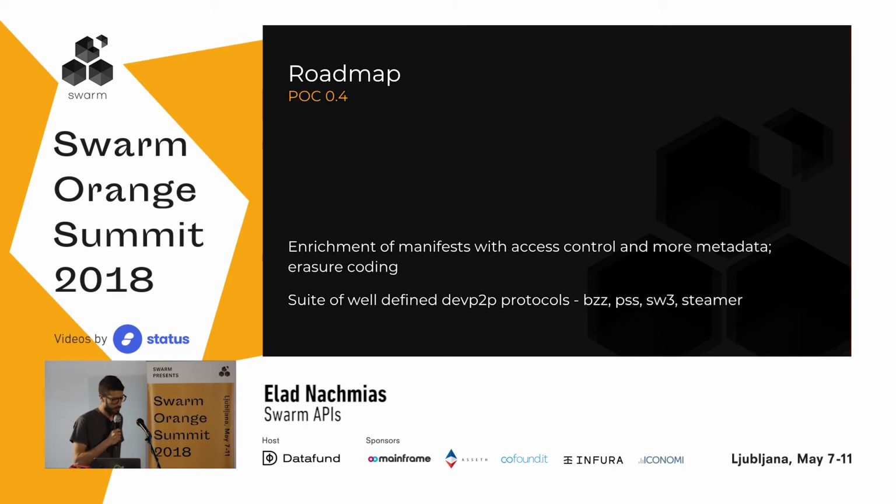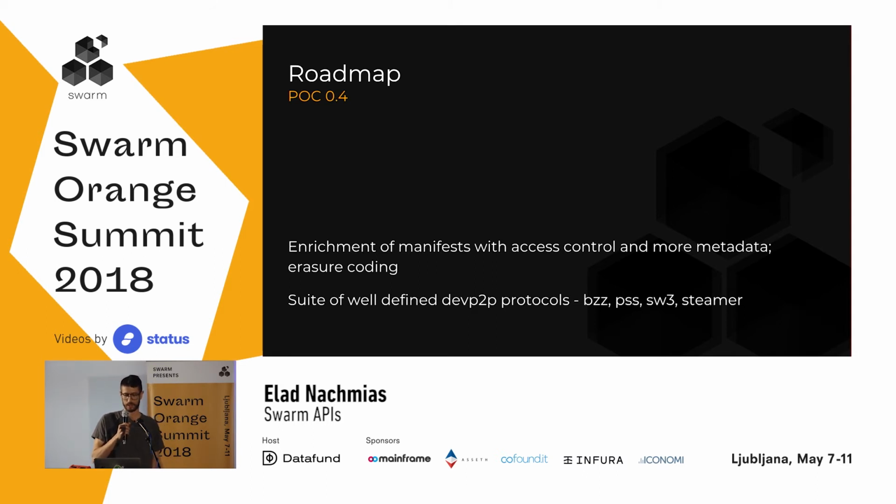So basically we are on the roadmap. For POC4, we are working on enriching our manifest with more data, which is more developer facing, so you could actually utilize this much better and have more possibilities to make more out of what we have on Swarm, basically. So this is very important, and we're really working on this. There's more things to come, like access control and erasure coding, which will be part of POC4.